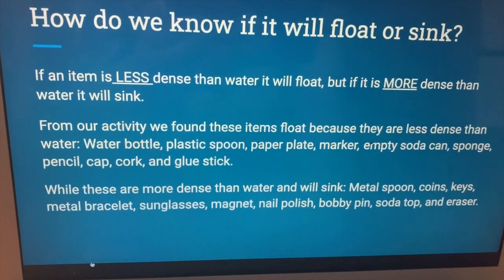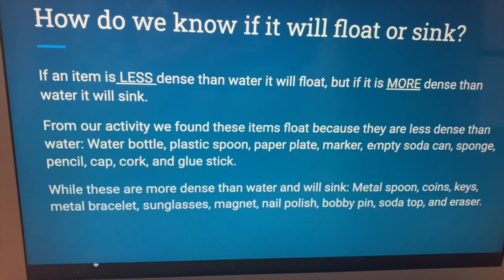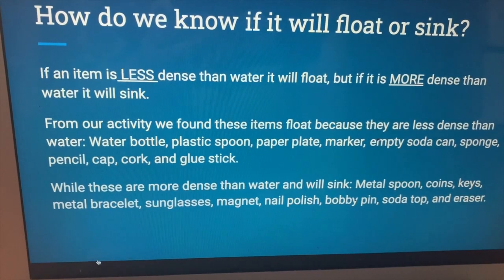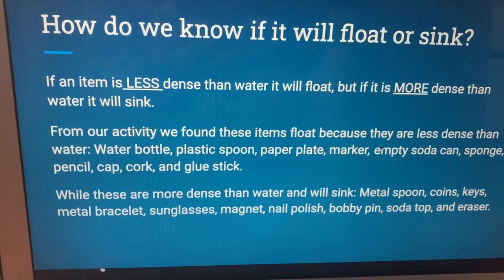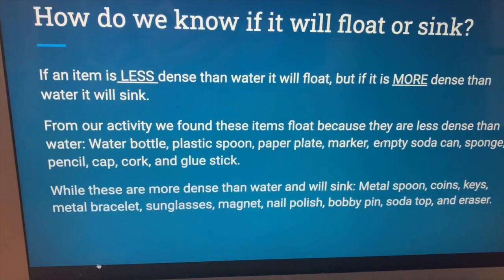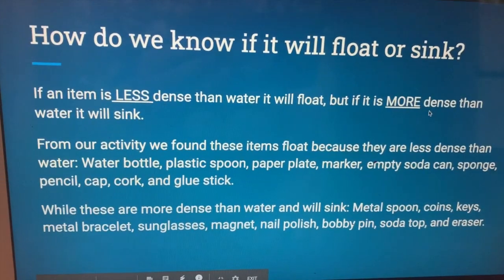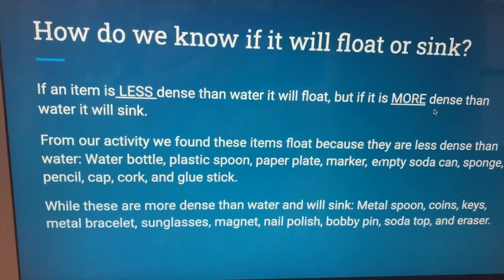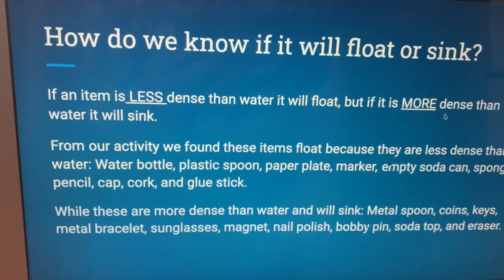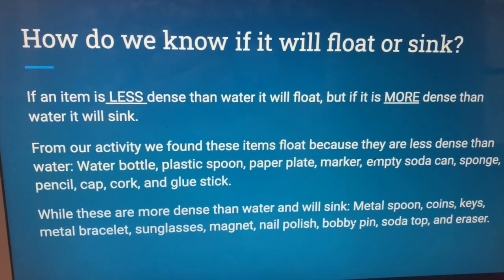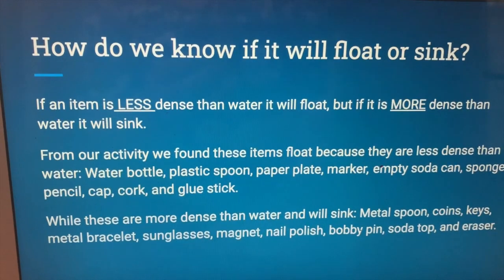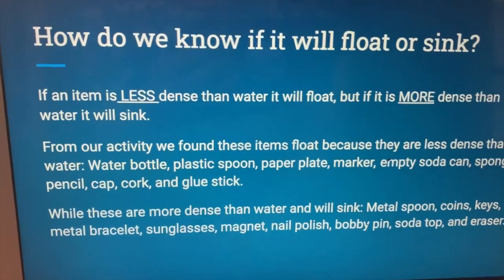So it doesn't necessarily matter how much something weighs, it matters how much density it has. So keep that in mind. Doesn't necessarily matter how small something is or how much it weighs. It's how much density it has. Because if it mattered how much something weighed, you would think the light bobby pin would float, but it sinks.